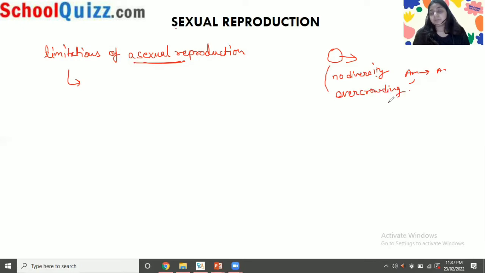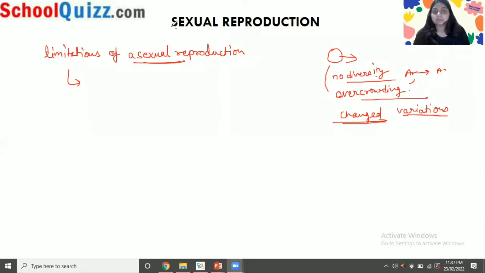Let's say the environment has changed. How do these organisms survive in the changed environment? That's why variation is important, and that's where sexual reproduction's variations work. So there is a lack of diversity, overcrowding, changing environment, and a need for variations. These are the limitations of asexual reproduction.